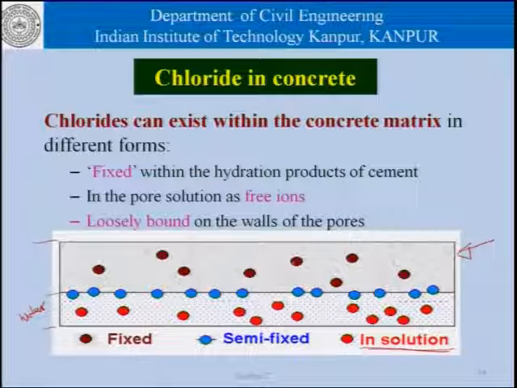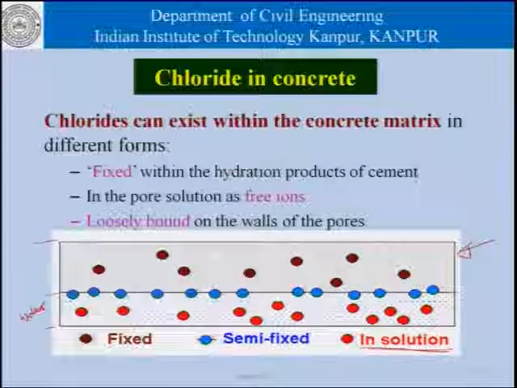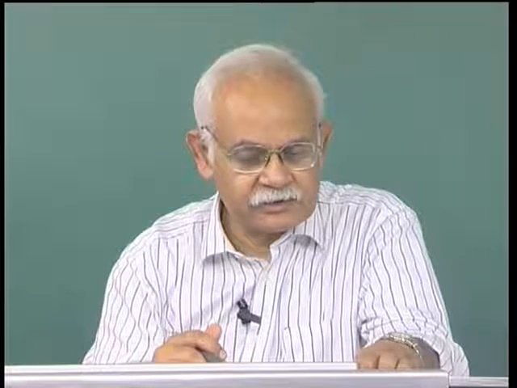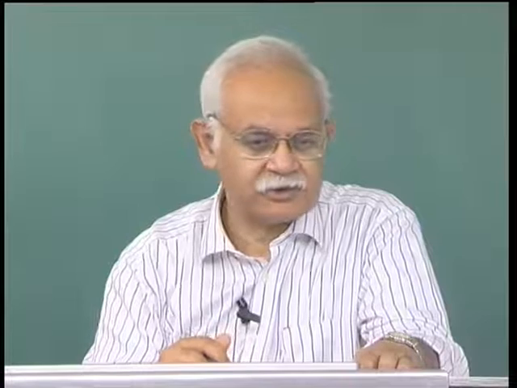These are the chloride ions which are trapped chemically in the hydration products, and these blue ones are chloride ions which are loosely bound, or they are adhering to, or they are adsorbed on the surface of the pore walls, and they can be called into solution, or they can move into solution and go back to their adsorbed state depending on whatever is going on inside the pore structure.